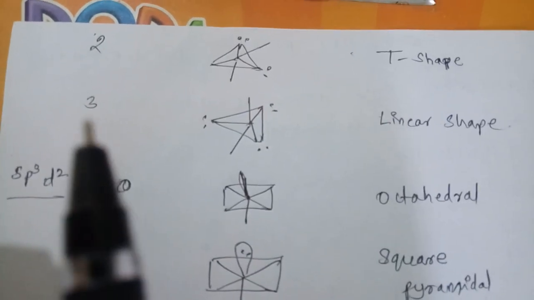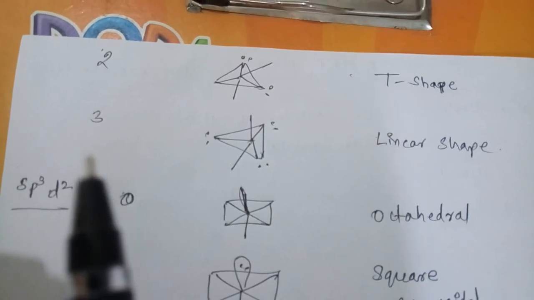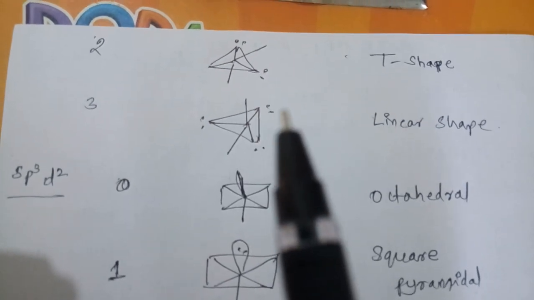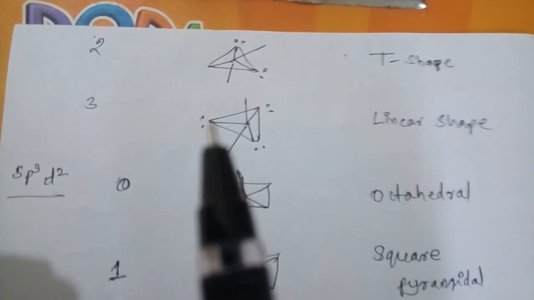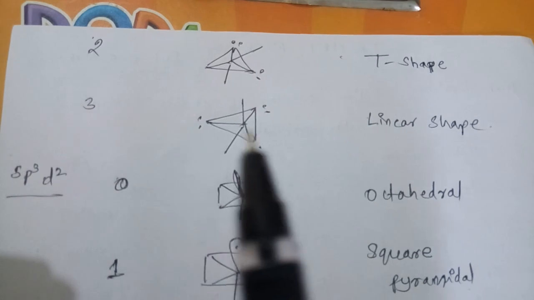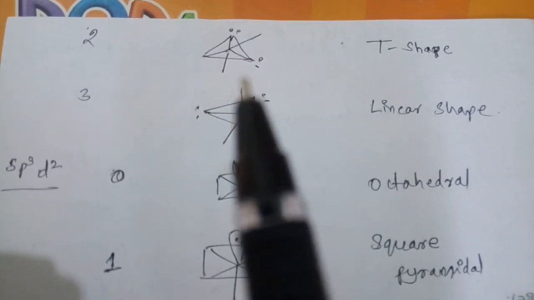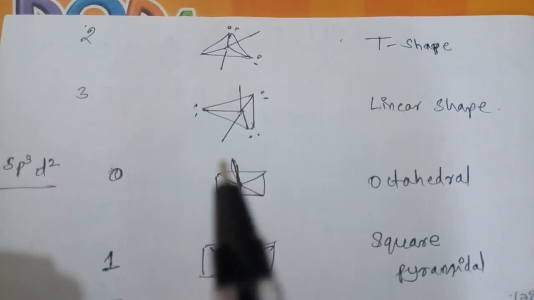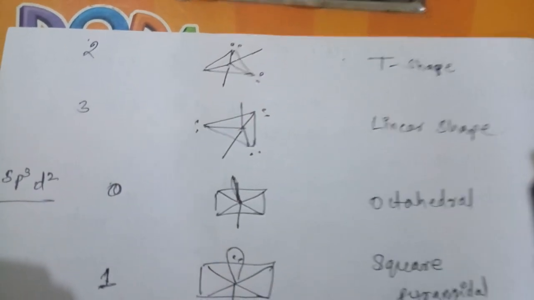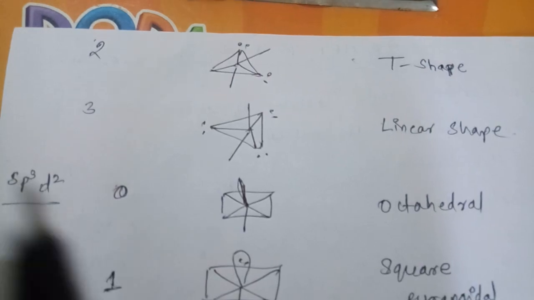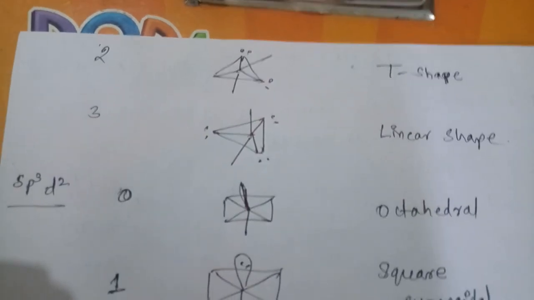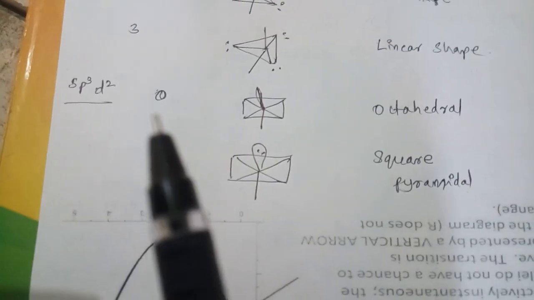If there are three lone pair of electrons in that sp3d hybridization, all these three lone pair of electrons are associated with these three equatorial bonds. So the geometry will be linear geometry. Its shape, if you see, is a straight line. So the geometry is a linear shape geometry in the presence of three lone pair of electrons in the sp3d hybridization.